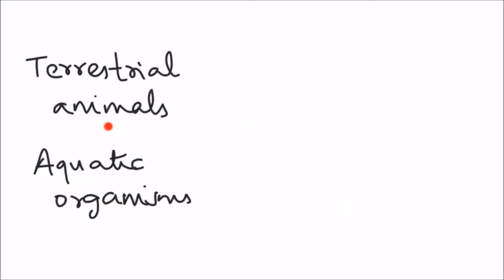Terrestrial animals breathe oxygen that is present in the atmosphere directly, whereas aquatic organisms like fish take up dissolved oxygen from the water. They take in water from the mouth and force it past the gills where the dissolved oxygen is taken up by the blood.